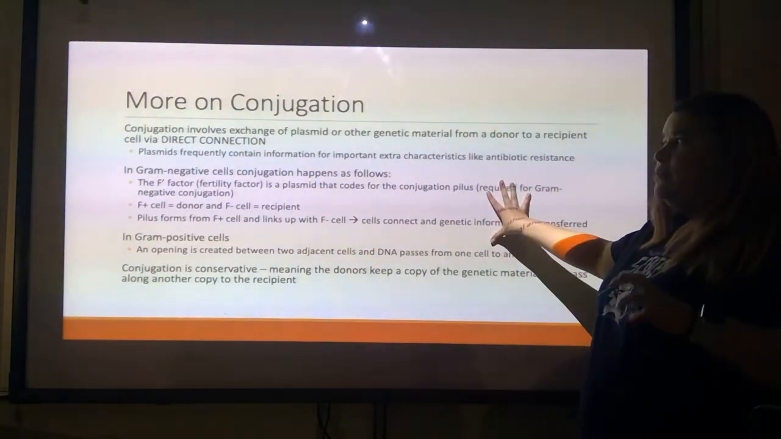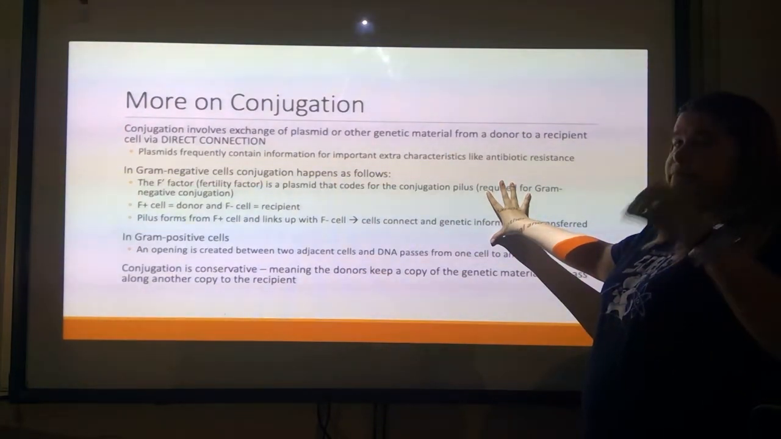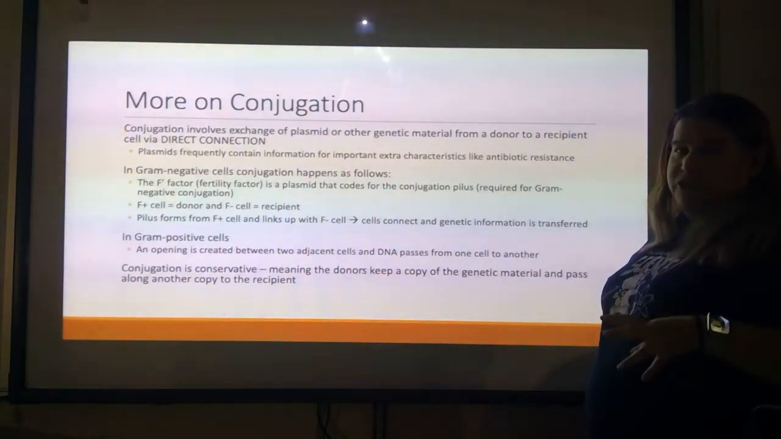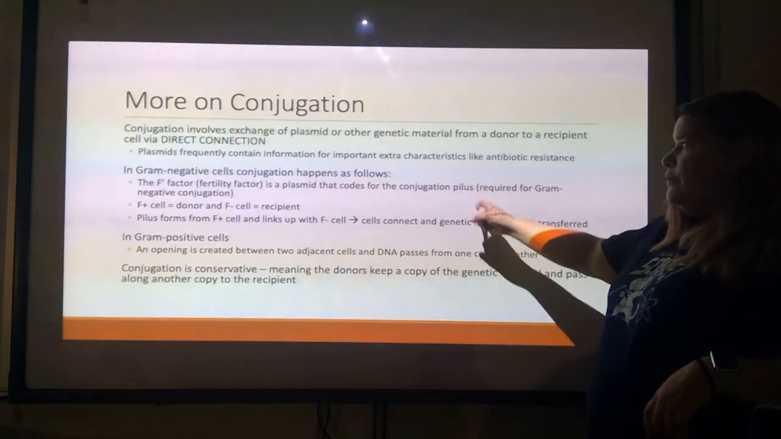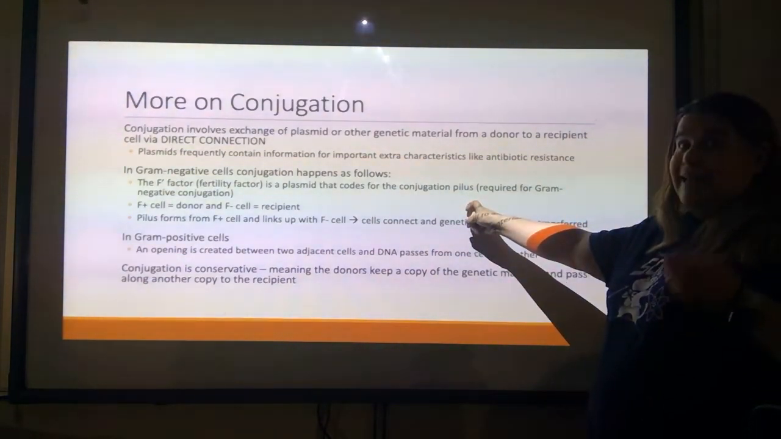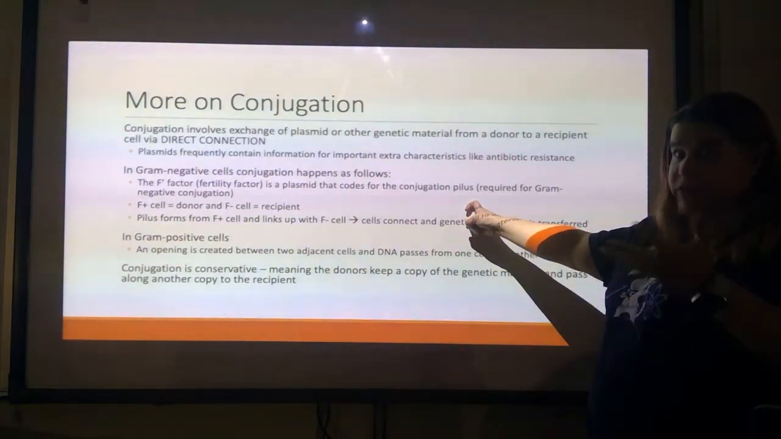In Gram-negative cells, conjugation happens as explained. The F factor, also known as the fertility factor, is a plasmid that codes for the conjugation pilus. As I said, I have to have the pilus for this to work at all.